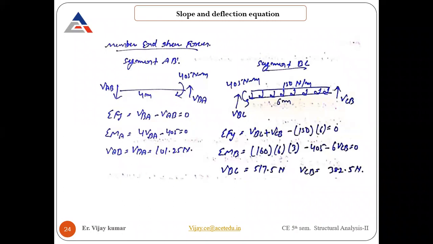People may get confused about this: which sign convention do I need to follow here? Basically, if you are not aware in which direction to take, whether to go with the upward or downward direction, I'll give you a hint. If there is no load and a moment is acting on one side, in that case one shear force will be upward and the other will be downward. That is just a hint for you if you are calculating.